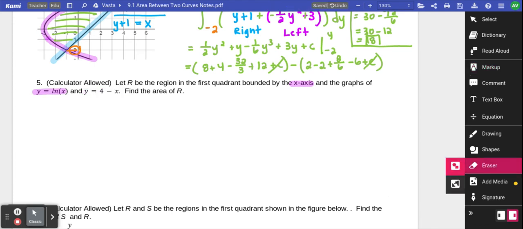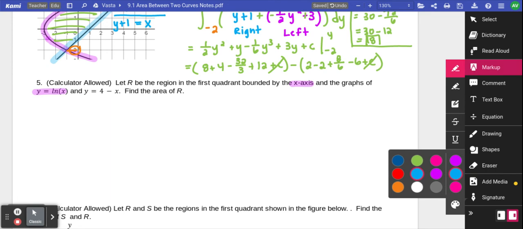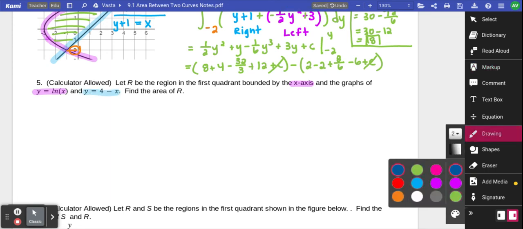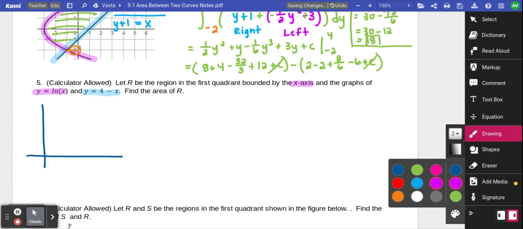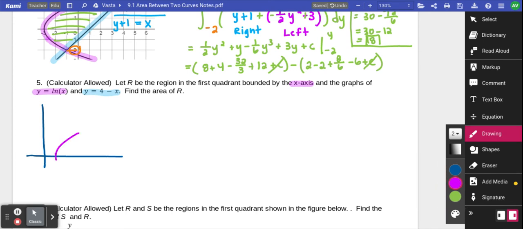So the first thing I'm going to do is graph that on my calculator. Now again, I want to be in the first quadrant. So on the side over here, I'm going to sketch a little graph of what I'm seeing on my screen. In the first quadrant, here's what this ends up looking like. We have the natural log of x coming in like this. And we have y equals 4 minus x coming in like this.